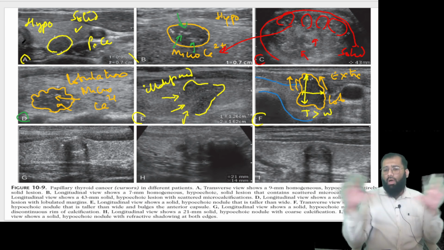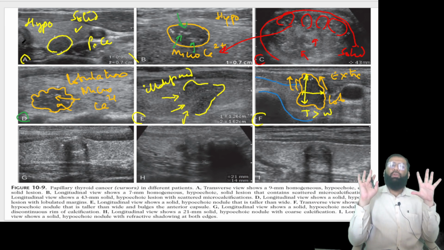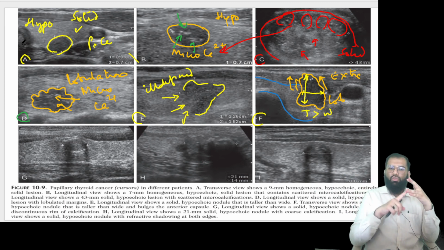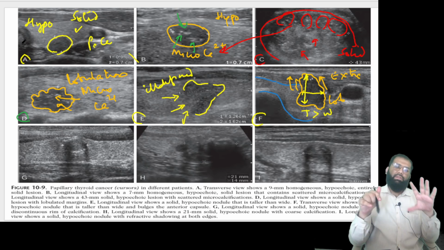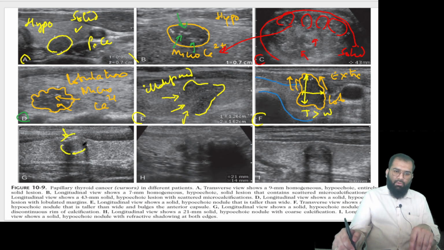So if you see all the papillary CAs, जितने भी हमने देखे हैं, ये सब hypoechoic होते हैं. Microcalcification, lobulations, taller than wider lesion. These are all important features. Now usually it shows punctate microcalcification, but in this case you see a hypoechoic lesion which is showing peripheral calcification. So sometimes peripheral calcification can also be there in case of papillary CA.